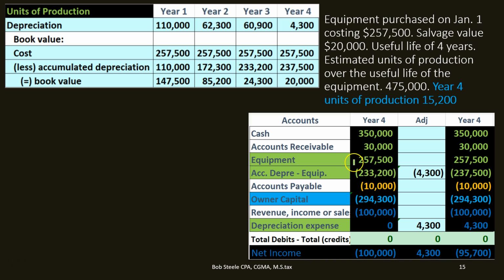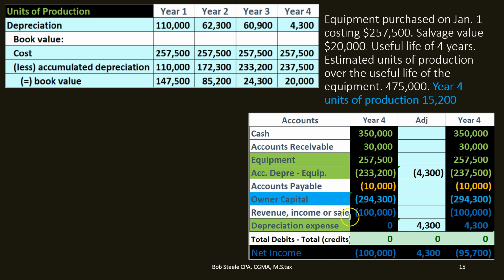We have the equipment on the books at 257.5 less the accumulated depreciation of 233.2, and that will give us a book value of 24.3, which is where we left off at the end of year 3 in terms of the equipment and the accumulated depreciation account. In terms of the depreciation expense, we are at 0. Why? Because all prior year depreciation expense that we have recorded to this account has been closed out through the closing process to the equity account, in this case being the capital account.